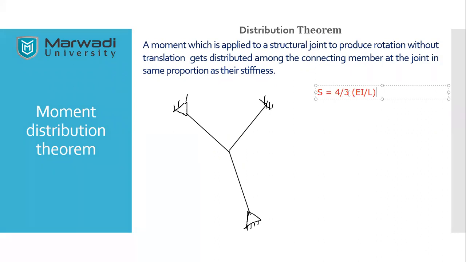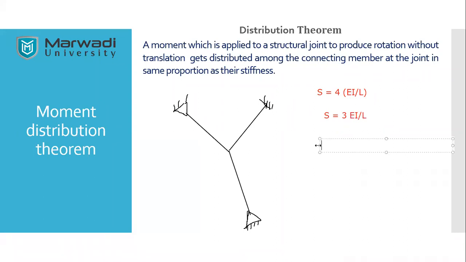Mind you, this is not 4 by 3. This is either 4 or 3. You can consider any. So I am considering 4 as of now. If it is fixed, it will be 4. And if it is hinged, it will be 3. So it will be 3 EI divided by L. Now, if you closely inspect this formula, the stiffness depends on three parameters.